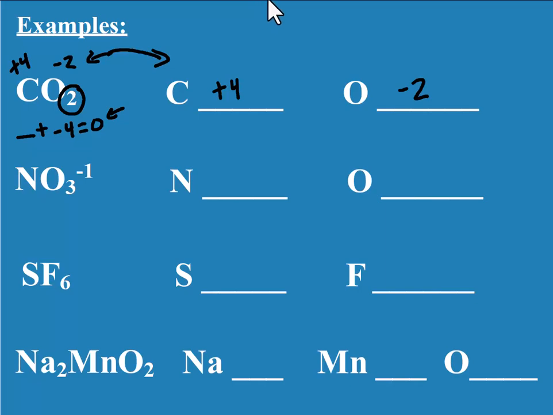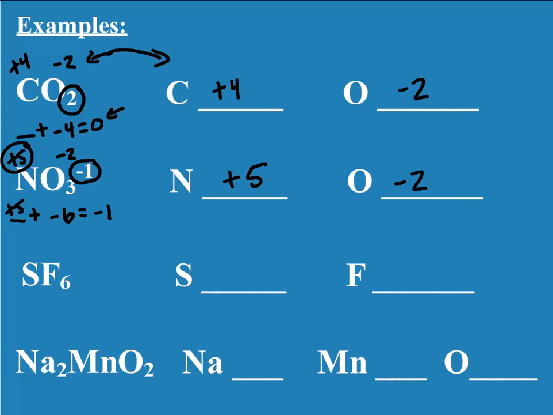Looking at the next example, I have O and N. Again, I only have a rule for O, so -2 times 3 is a -6. But in this case, it's got to add up to a -1. So something plus -6 equals -1. Well, that's a +5. There's only one nitrogen, so that one nitrogen must be a +5. So I've got a +5 for nitrogen and a -2 for oxygen.